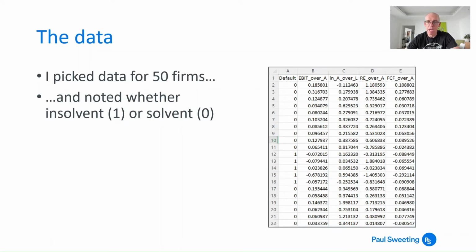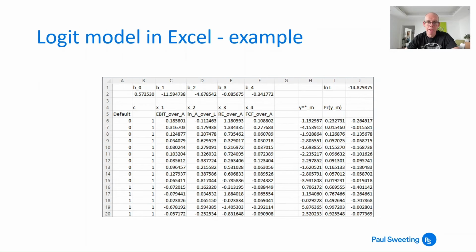Now I should say I haven't looked in any great detail at how skewed any of these data items are. I haven't selected them with any great insights. I've just picked a bunch of variables which could, in theory, give some insights into whether a company defaults or not, and left it at that, because I'm not trying to build a model that I can actually use in practice. I'm just trying to demonstrate how these things work. And this is how it does work.